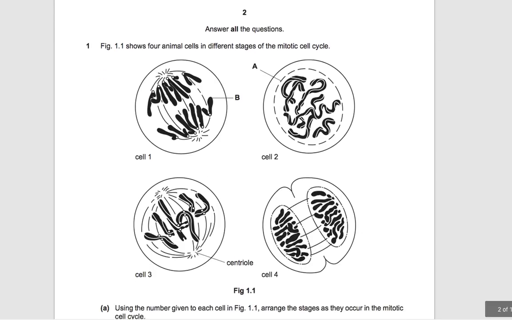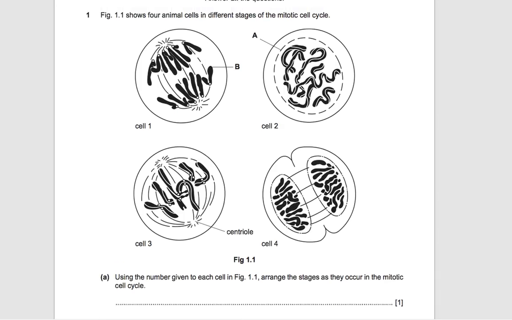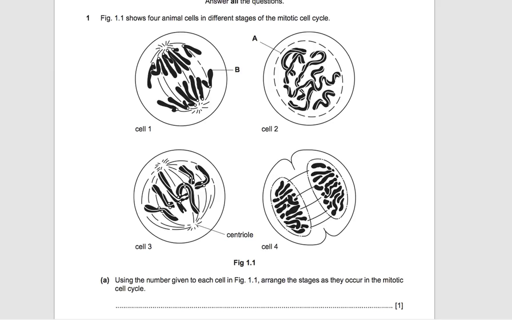So the first question. Figure 1.1 shows 4 animal cells in different stages of the mitotic cell cycle. Using the number given to each cell in figure 1.1, arrange the stages as they occur in the mitotic cell cycle. Okay, so having a look at it, in cell 2, you can see that the chromosomes are starting to condense, and the nuclear envelope is breaking down. So this is going to be the first step.